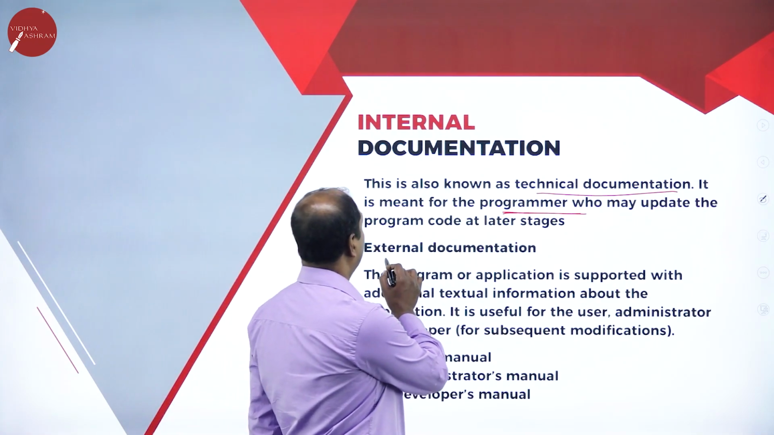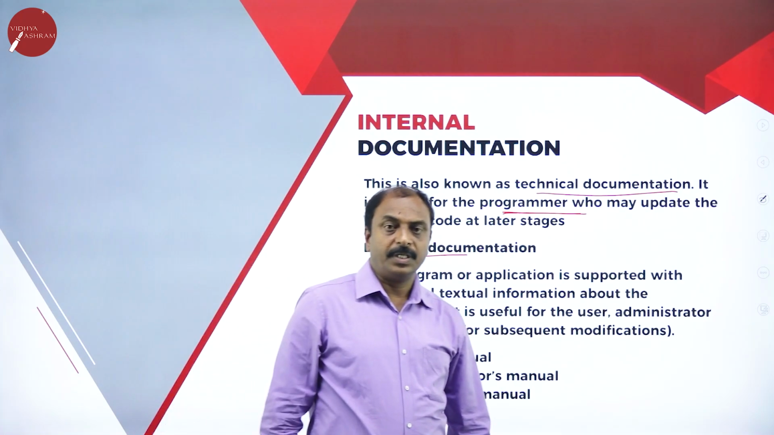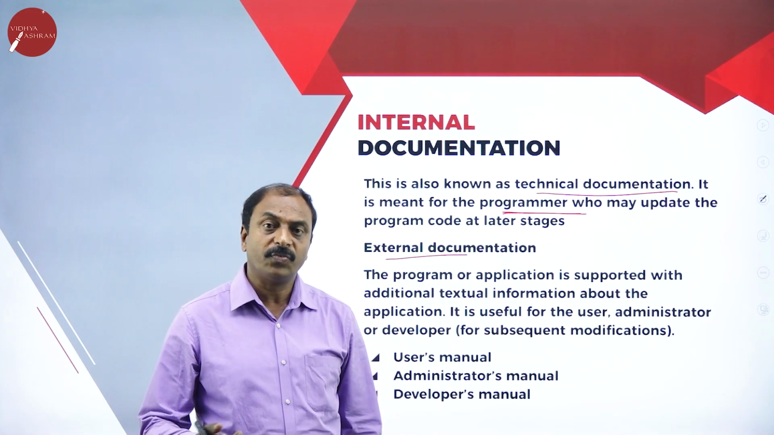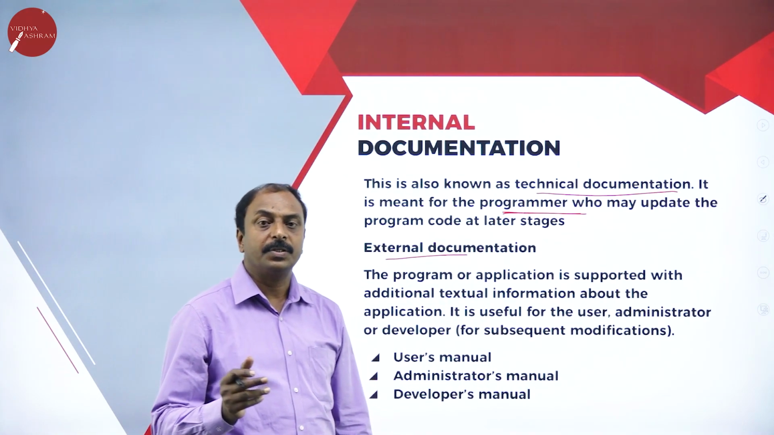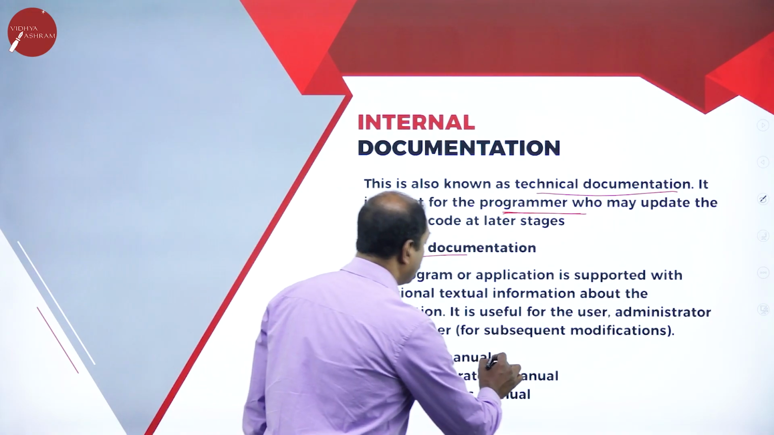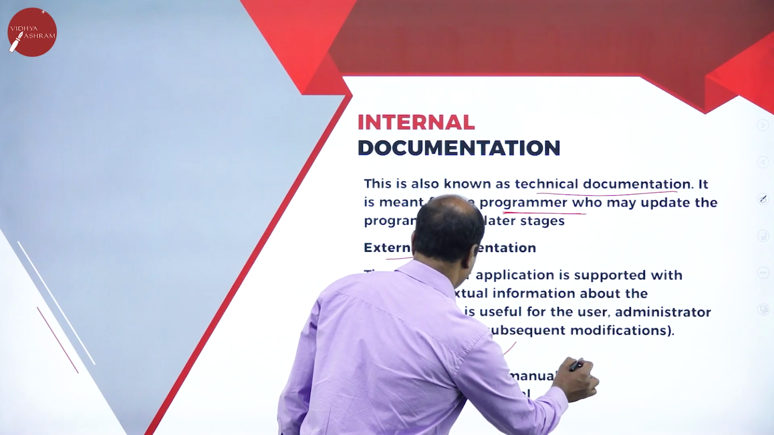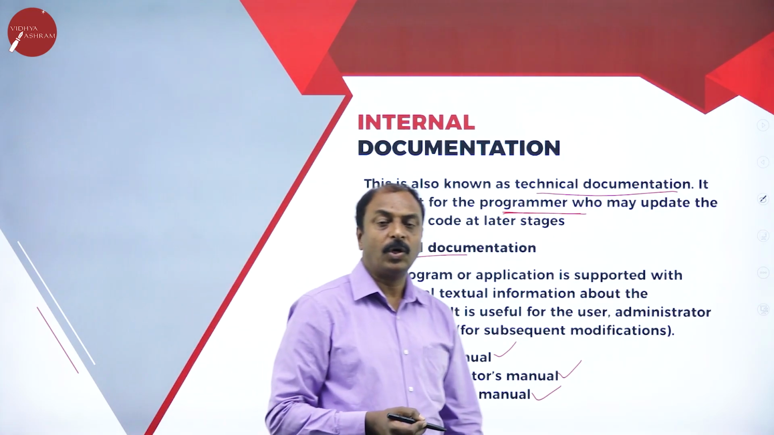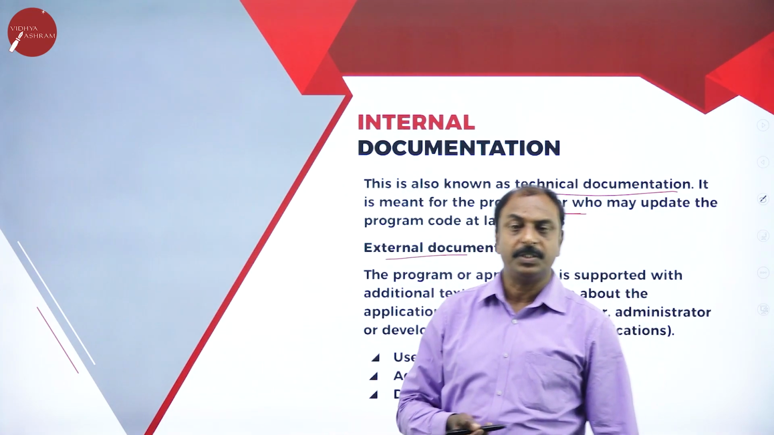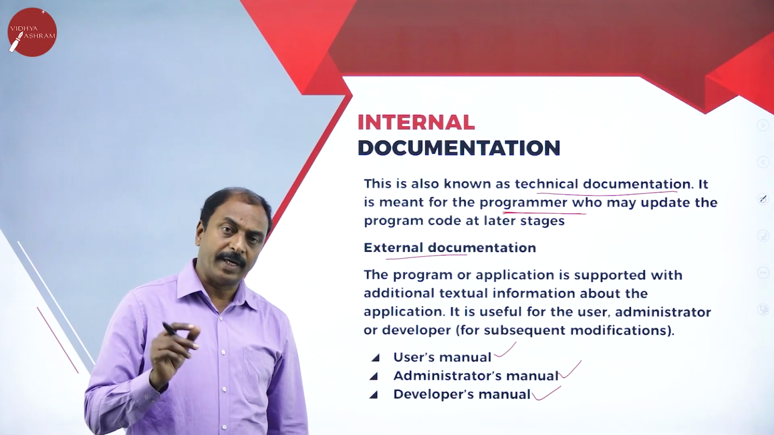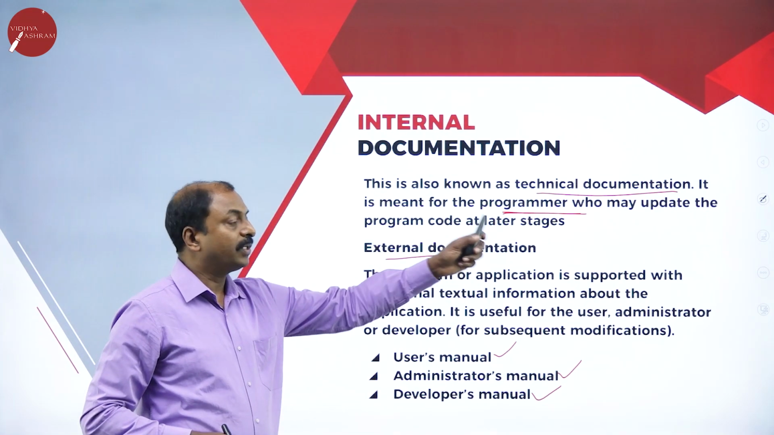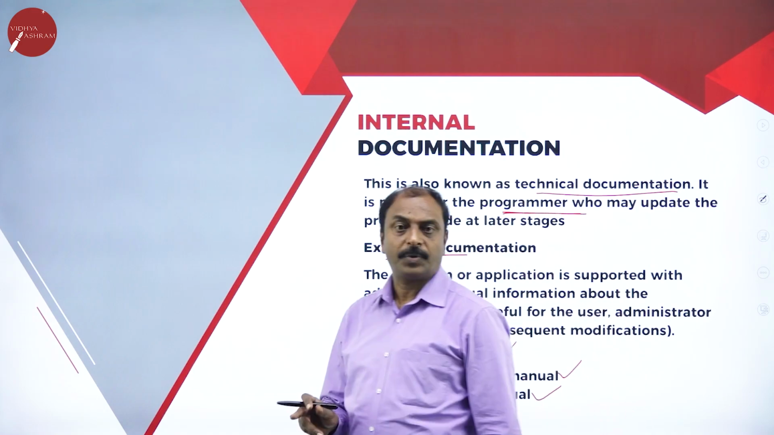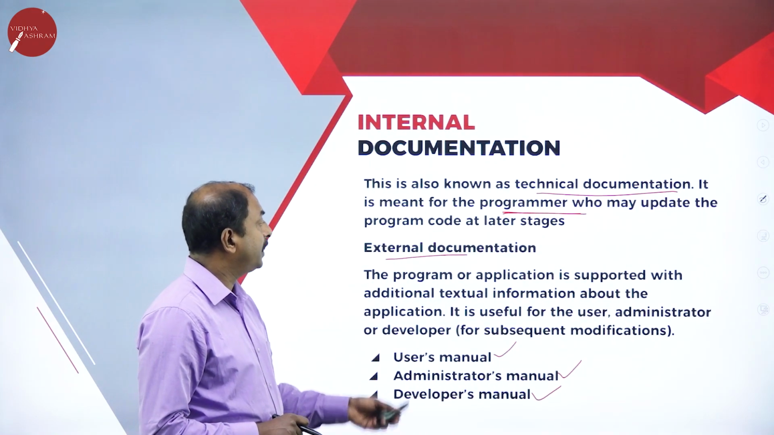Next one is external documentation. This external documentation is particularly for users, those who use a particular software, application, or program. It includes the user manual, administrator manual, as well as developer's manual. I just gave the example of a washing machine. Whenever you get a washing machine and open the box, you find a small manual. That is an example of external documentation. It consists of the specification about the product and how to use the product effectively. So these are nothing but documentation.